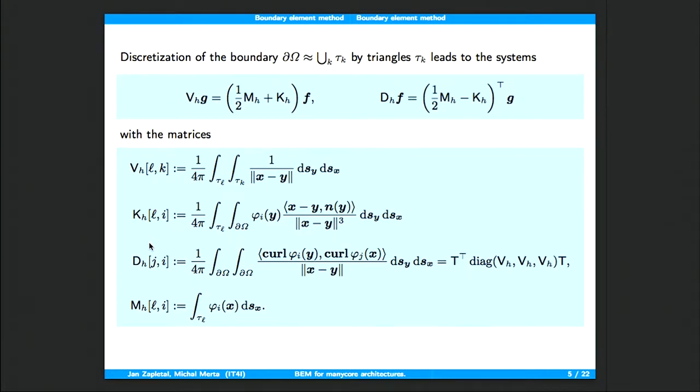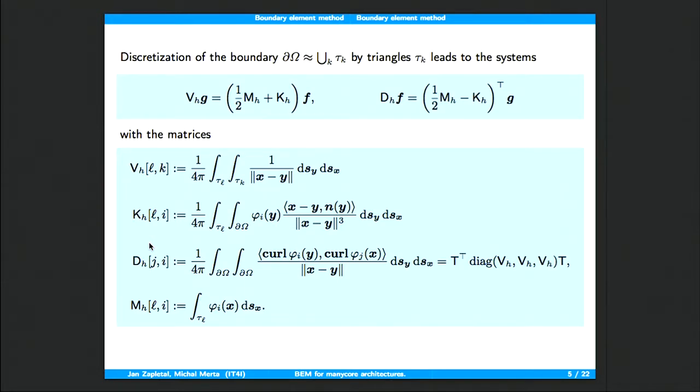So you can see that contrary to finite elements, first of all, these matrices are dense because these kernels here are non-local. Even though you use localized discrete functions, the kernel here is non-local. So that's the density, and the second problem is that you have to deal with these singularities here.